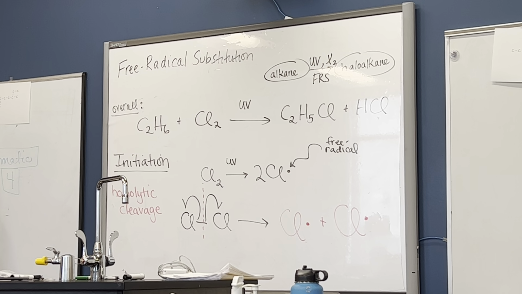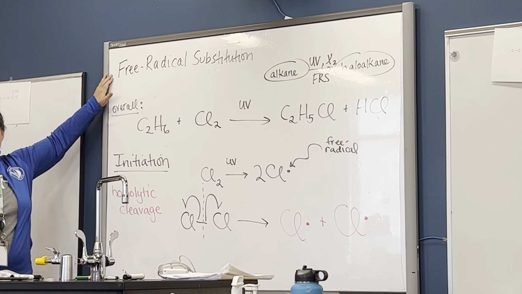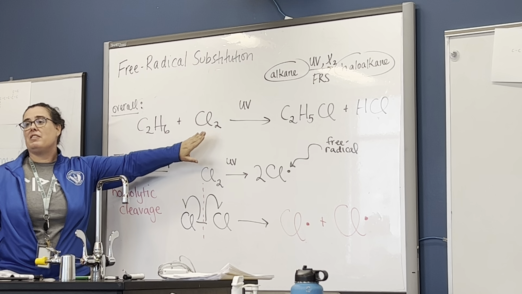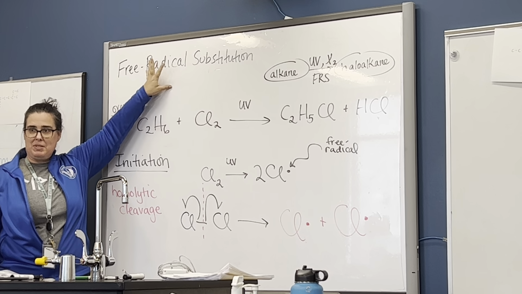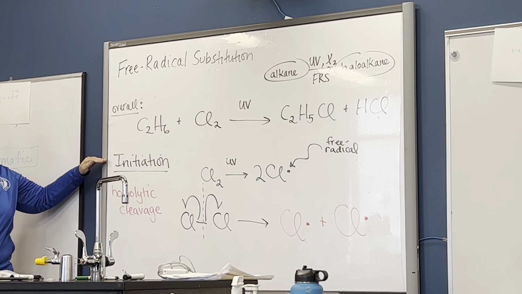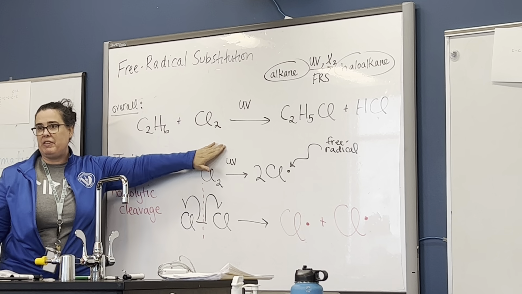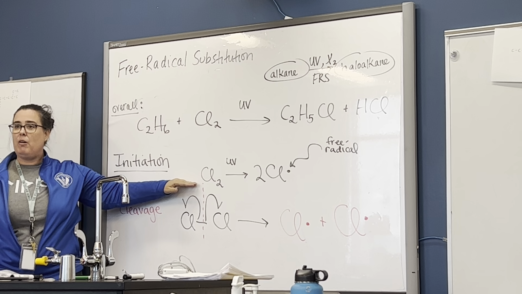So chlorine is the only one that's homolytic? Free radical substitution reactions always have a halogen. The first step of any free radical substitution reaction is initiation. It will always have UV light breaking a halogen-halogen bond homolytically.